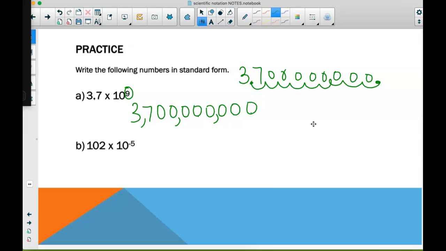Okay. On letter B, the exponent's negative. What happens when the exponent is negative? The opposite. We move the other direction, okay? So we have 102. Right now the decimal's at the end. The exponent is a negative 5, so we have to move to the left 5. 1, 2, 3, 4, 5. So we get 0.00102. Okay, there's our answer. Questions there?